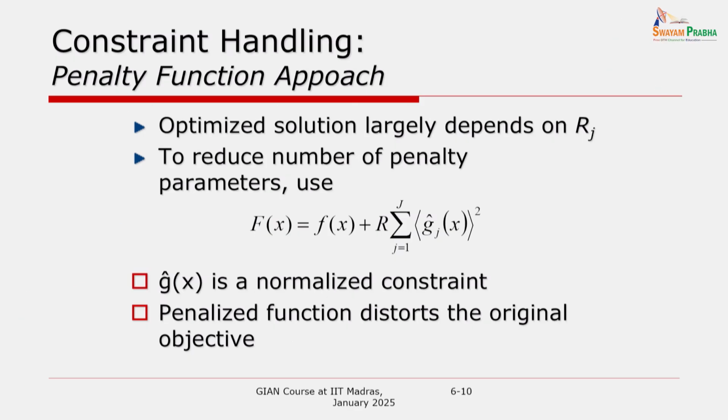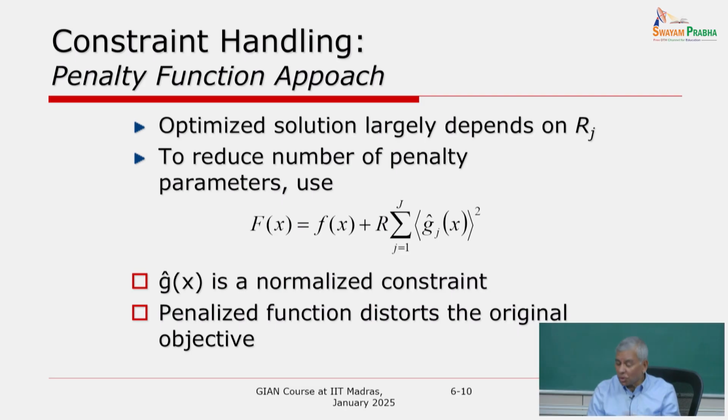That's all I'm going to say about theory. Now let's move on and see constraint handling. How do we handle constraints in a GA or any evolutionary method? It's a population-based approach. The usual way is this penalty function.